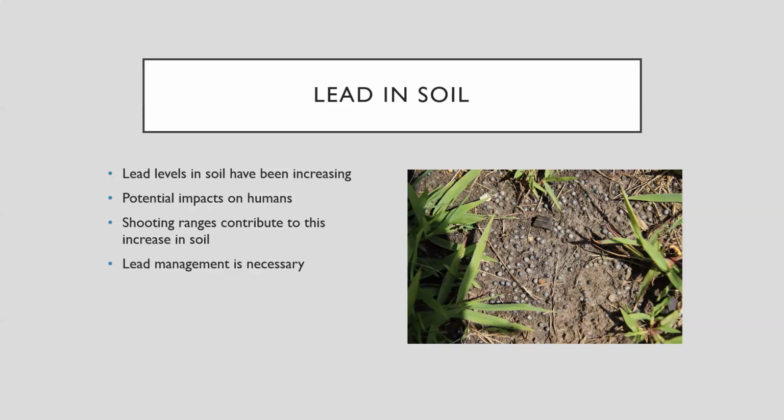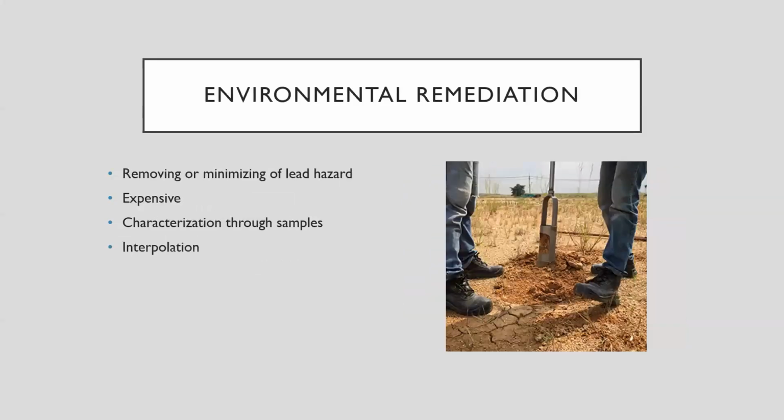Because of this, most shooting ranges have adopted lead management plans. This usually involves preventing lead from getting into or migrating within soil. But in cases where lead is present in the soil, it is necessary to treat it to prevent further spread. This is where environmental remediation comes in. And for this case, environmental remediation involves the removal or minimization of the lead hazard.